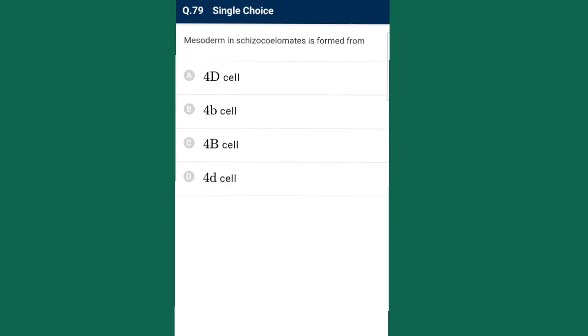Question number 79. Mesoderm in schizocoelomates is formed from... The answer for this question is option D. The mesoderm of schizocoelomates is formed by 4D cells.